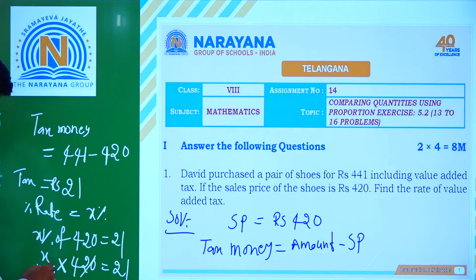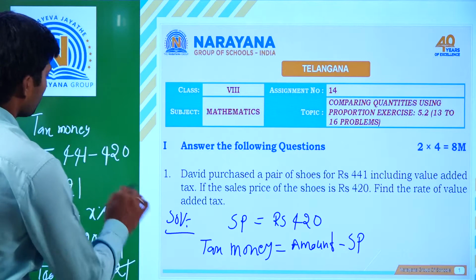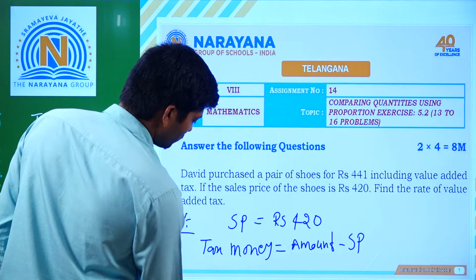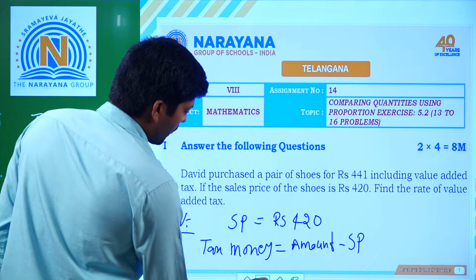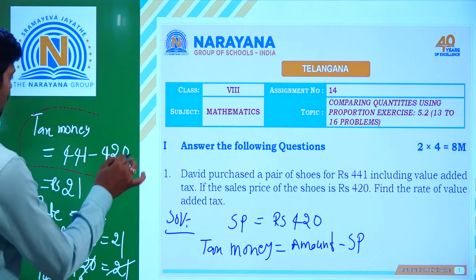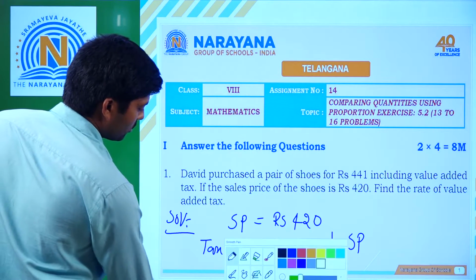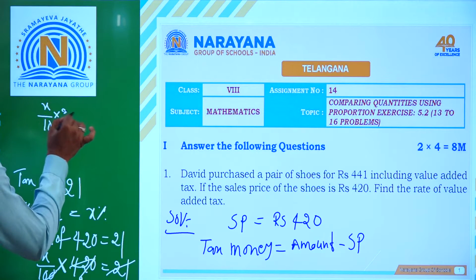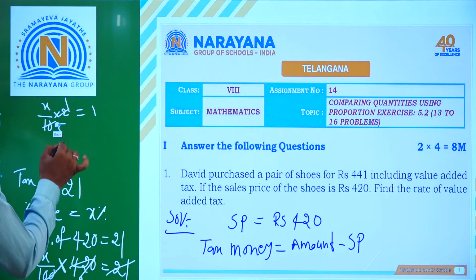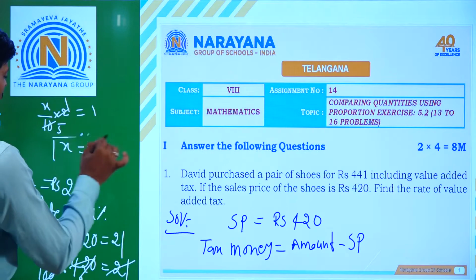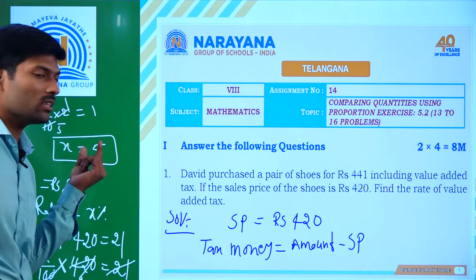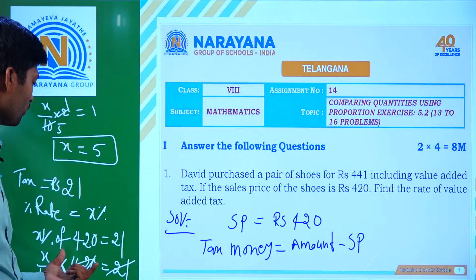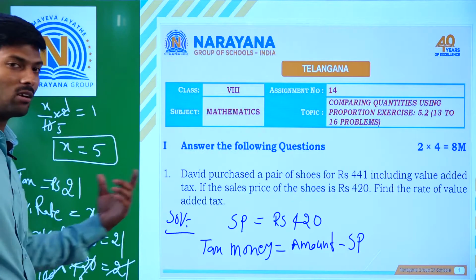Here the zeros cancel. So, 21 and 21, 2 times 21 is 42. So, here it is x by 10 into 2 is equal to 1. Here 2 1s are 2, 2 5s are 10, so x is equal to 5. The value added tax rate is 5%. So, likewise we always have to find VAT on the selling price.